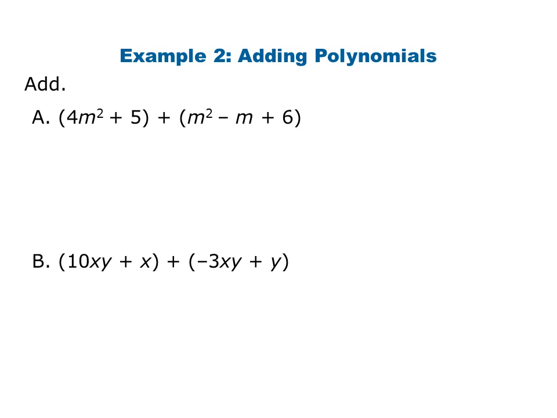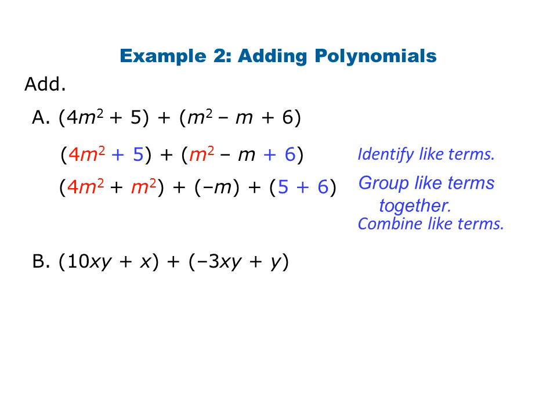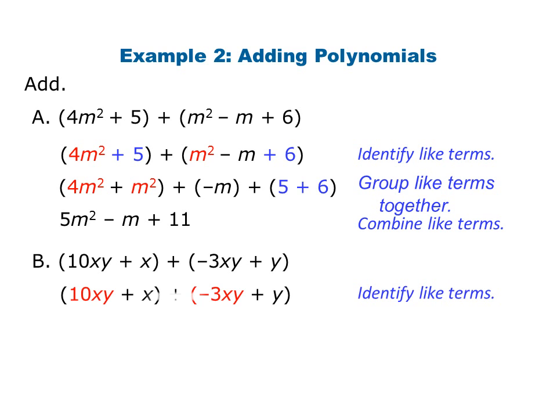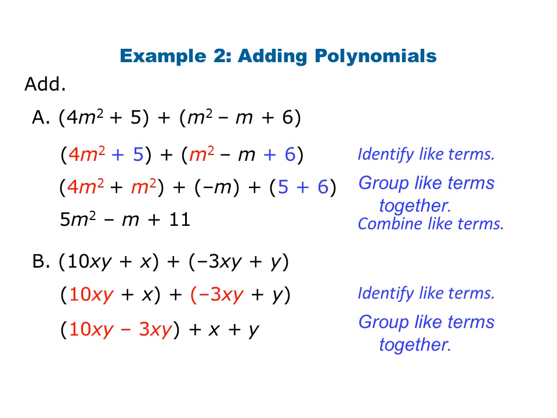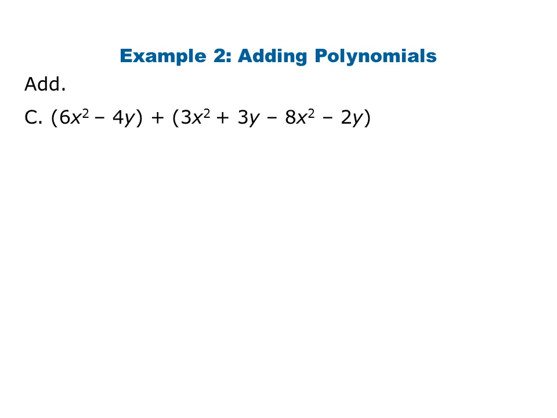Did you guess it? 4m squared and m squared are the same terms. 5 and 6 are the same terms. Okay, here in this case, 10xy and negative 3xy are the same. Got it? Hope so.